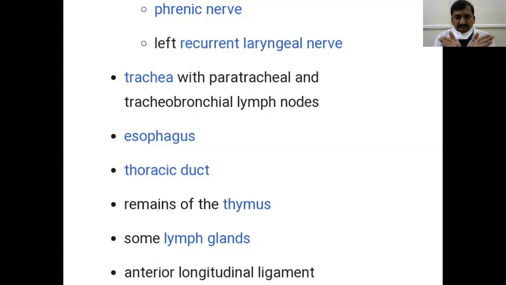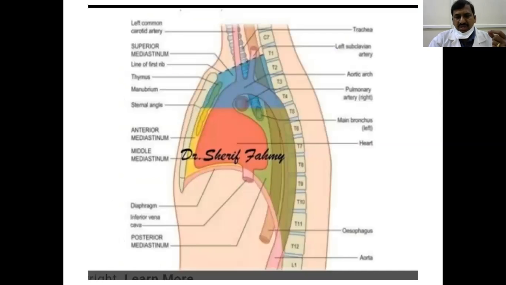At the bifurcation of the trachea there is one point called the carina, C-A-R-I-N-A, and this is a highly sensitive point. Whenever any foreign material or any secretions of the lungs touch this carina, it produces the coughing reflex. It is a protective, last line of defensive mechanism to protect the respiratory pathway. That is the carina, a highly sensitive zone at the bifurcation of the trachea.